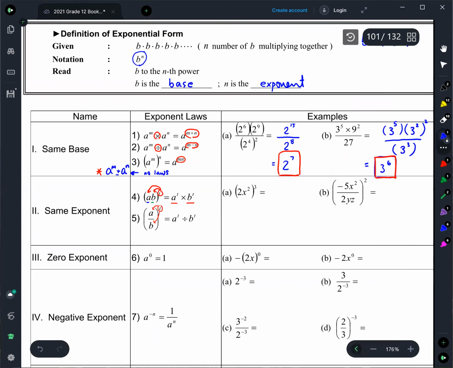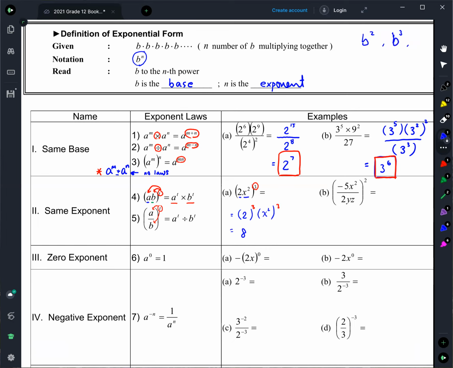So I'll demonstrate the first one, right? So inside question A, we have 2, we have the x squared, right? 2 things. So if you share in, you get 2 and x squared, and they both share the exponent of 3. And then after that, 2 to the 3, we could evaluate into 8. Okay, don't write 6. Okay, 2 to the 3 is 8. And then multiply the exponent to get x to the 6. Okay, using the third law.